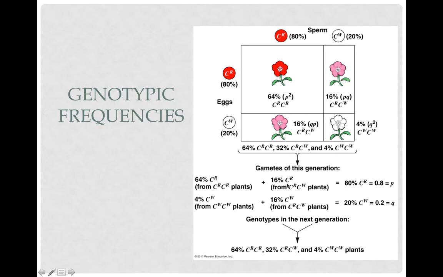16% are CR from here and here. 4% are CW from here. And 16% are CW from here and here.